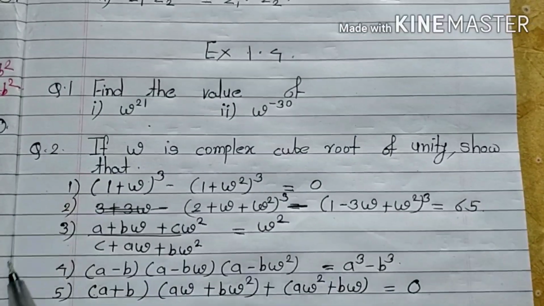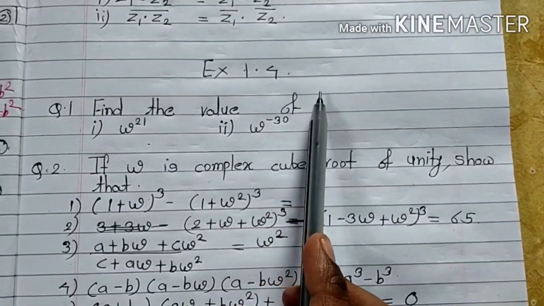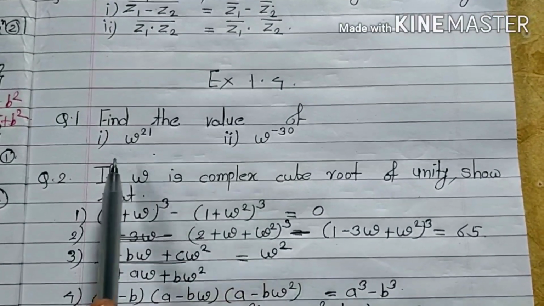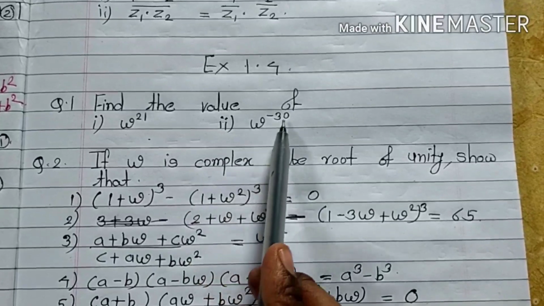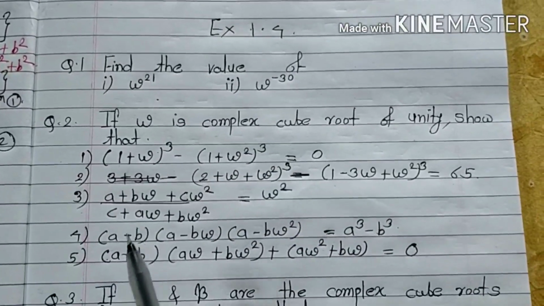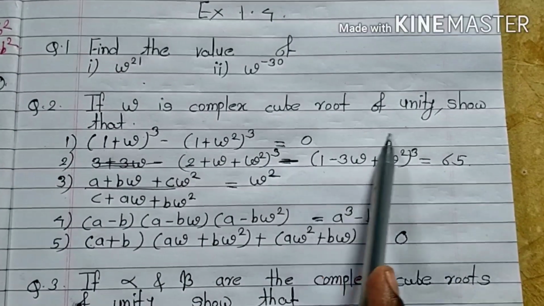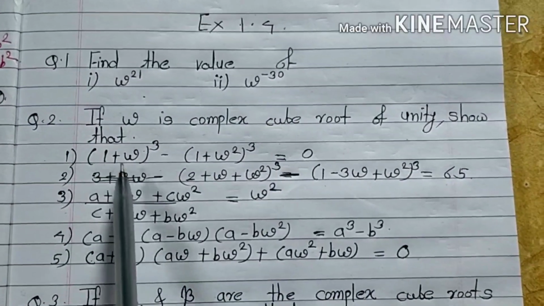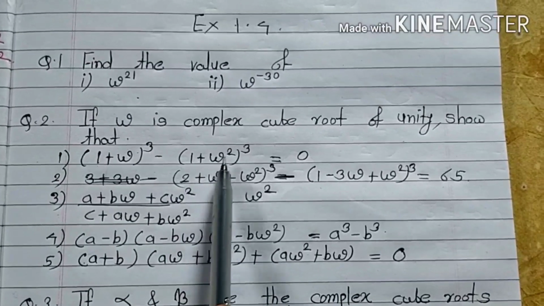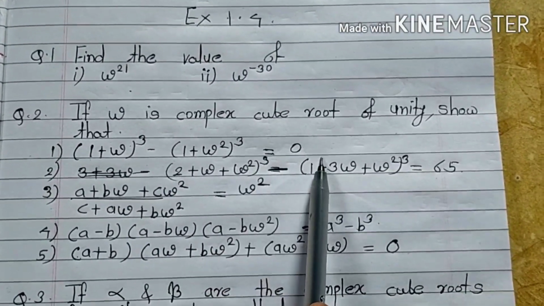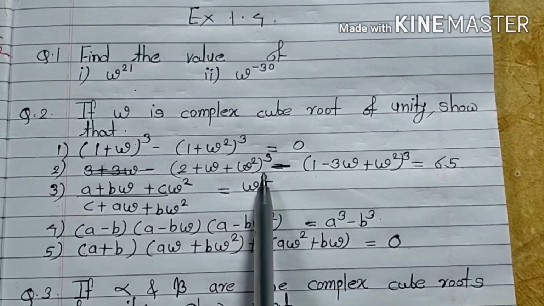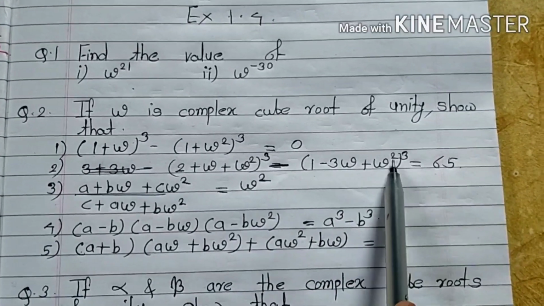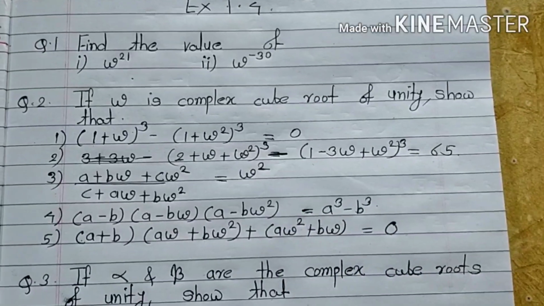Next, there are some examples from exercise 1.4. So first example, find the value of omega raised to 21 and omega raised to minus 30. Next, question number 2, if omega is a complex cube root of unity, then you have to show that 1 plus omega cube minus 1 plus omega square raised to cube is equal to 0, and 2 plus omega square cube minus 1 minus 3 omega plus omega square whole cube is equal to 65.